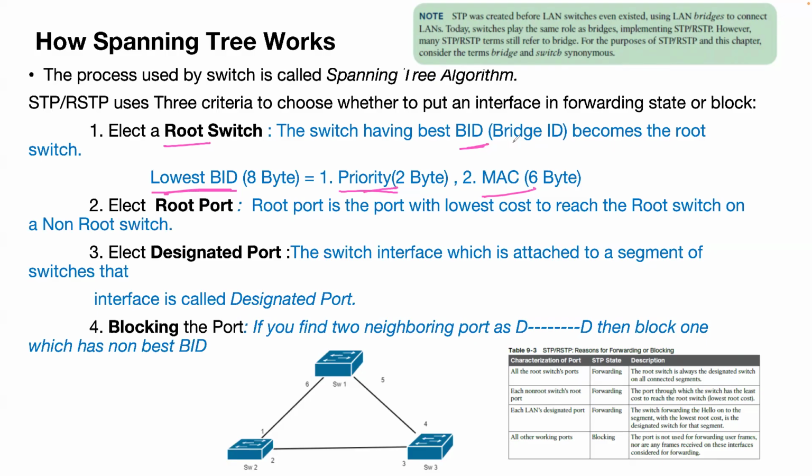That is no. Priority is 2 bytes and MAC address how many bytes? 6 bytes. That's how we became 8 bytes, right? 8 is equal to 2 plus 6.